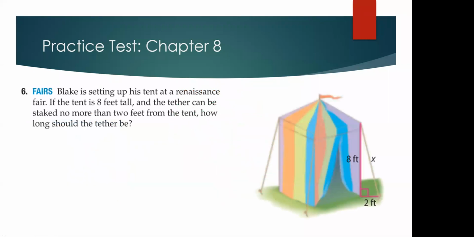Okay, so now we have a word problem here. It says Blake is setting up his tent at a Renaissance fair. The tent is 8 feet tall. So we've got tent here 8 feet tall, and the tether can be staked no more than 2 feet from the tent. How long should the tether be? Okay, so tether is just something that helps hold up the tent there. So we have a right triangle. We know the lengths of two of the sides, so we know we're going to be using the Pythagorean theorem.